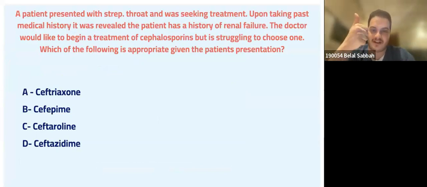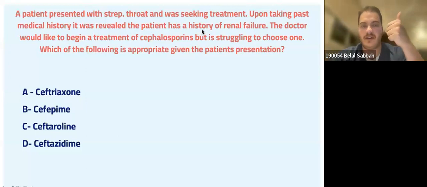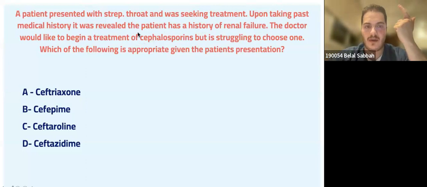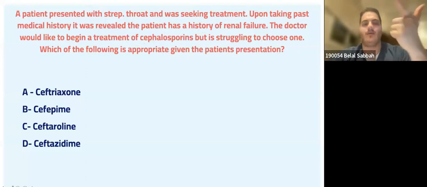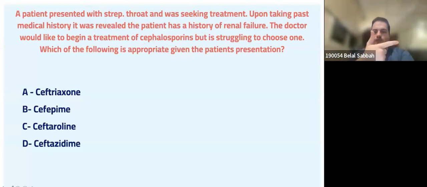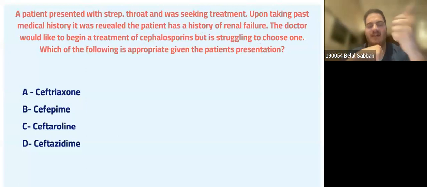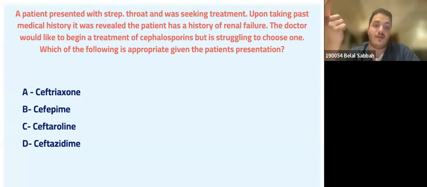One, is the patient pregnant? It doesn't even say their gender, so we can forget about that. Two, what problems does the patient have? Okay, so let's see what problems the patient has. Patient has history of renal failure, strep throat. That's it. So we know strep throat, renal failure. Now they wanted to give us cephalosporin, but which one? You can choose the drug based off two things: what the patient has and indications, contraindications. So first you want to rule out any contraindications. Renal failure. Okay, now we know we have to give a drug that is not excreted through the kidneys.